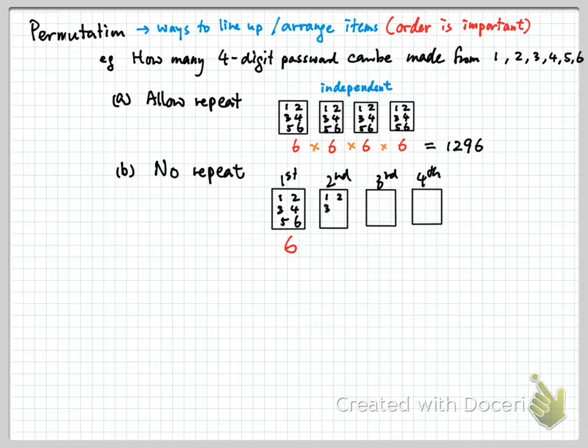So how about the second box? How many choices are there in the second box? Now remember, you took away 1 digit.